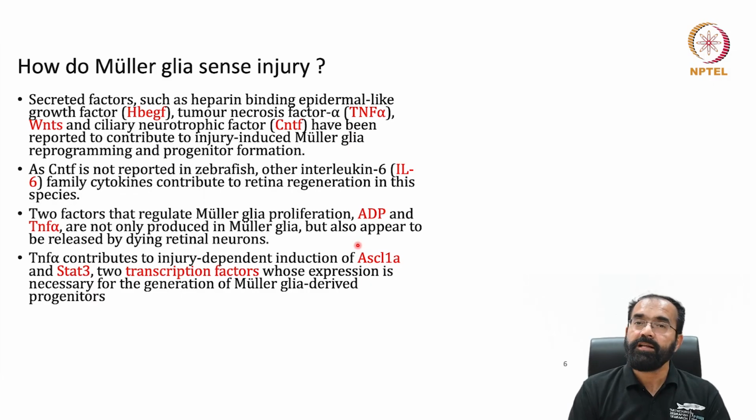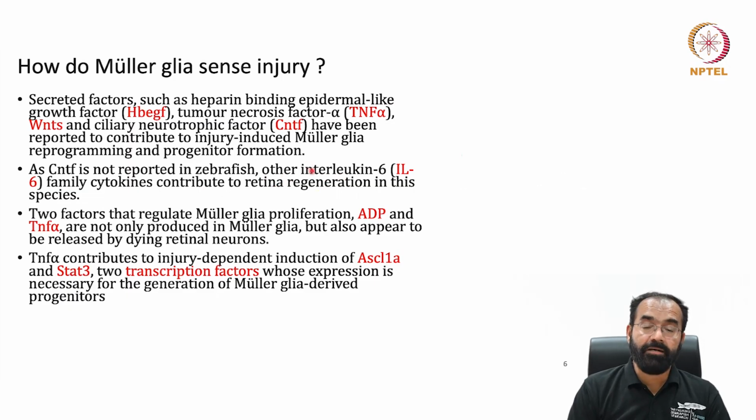However, what are the factors a Muller glia will be looking for? Secreted factors such as heparin binding epidermal growth factor HBEGF, tumor necrosis factor alpha, and Wnts, and also ciliary neurotrophic factor, have been reported to contribute to injury induced Muller glia reprogramming and the progenitor formation. But some interesting factors are there. CNTF is not reported in zebrafish. It is normally present in mammals. The CNTF gene is not reported in zebrafish. However, if you provide CNTF from mammal into zebrafish, it favors regeneration. So that is something interesting we should keep in mind.